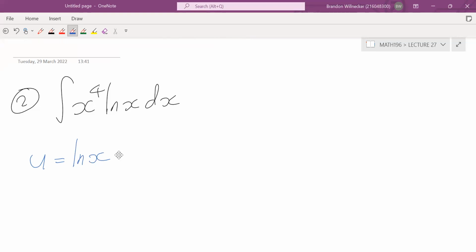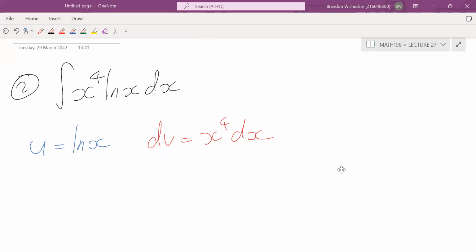That's the kind of thinking that you should be going through when looking at these questions. Which part gives us something easier when we differentiate, and which part gives us something easy to integrate? In this case, the natural log of x is much easier to differentiate, so that's what we let u be. And then dv is x to the 4 dx, because we don't have a choice with that. Once we've chosen u, then the rest of it is going to be dv.